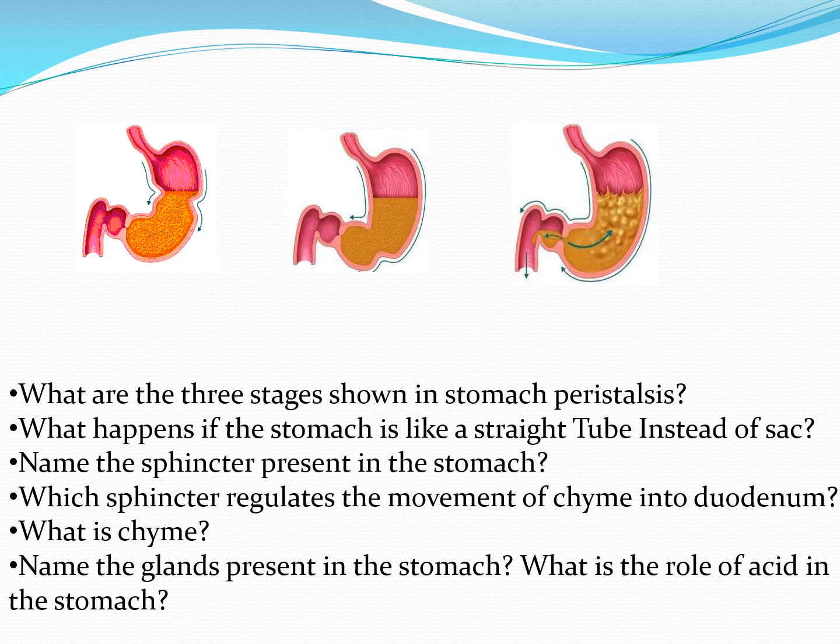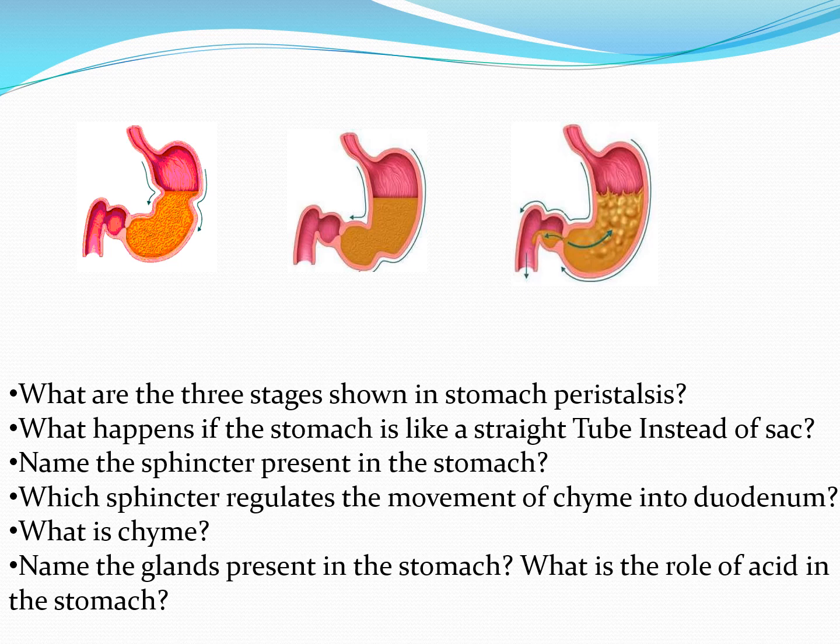Next question. Name the sphincter present in the stomach, that is pyloric sphincter, which is present at the opening of stomach into duodenum, small intestine. Next question. Which sphincter regulates the movement of chyme into duodenum? That is pyloric sphincter. Next. What is chyme? Partially digested acidic food in the stomach is called chyme.